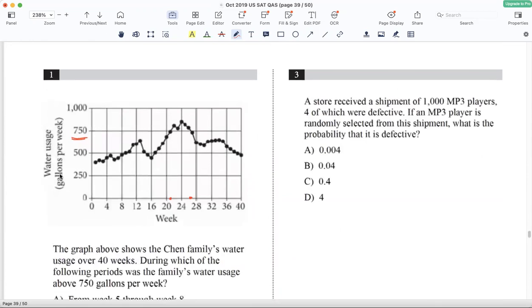Question 3. A store received a shipment of 1000 MP3 players, 4 of which were defective. If an MP3 player is randomly selected from this shipment, what is the probability that it is defective? So that's 4 by 1000. So that's 0.004. Option A.